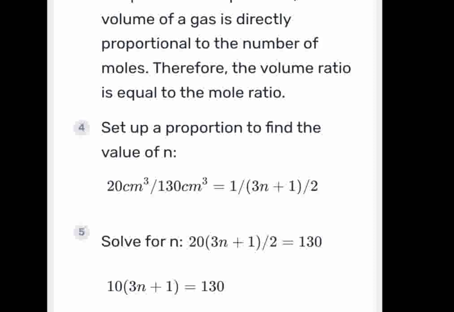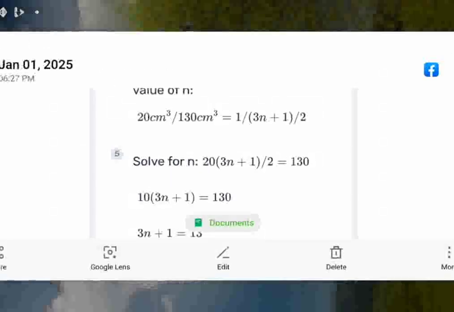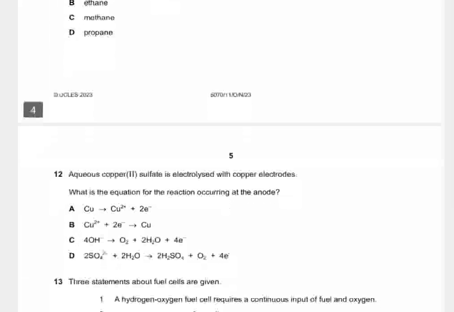So we're going to solve it, and here we have the value 3n+1 equal to 13, which, when you rearrange it, becomes 3n equal to 12 and n equal to 4. So 4 is the carbon number for butane, so the answer is butane. So option A is correct.